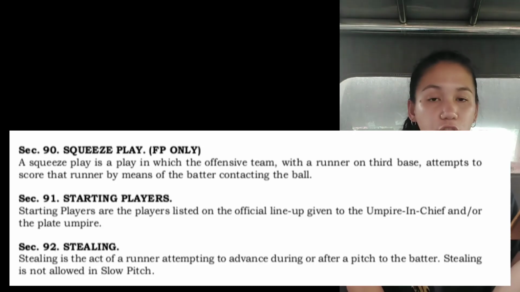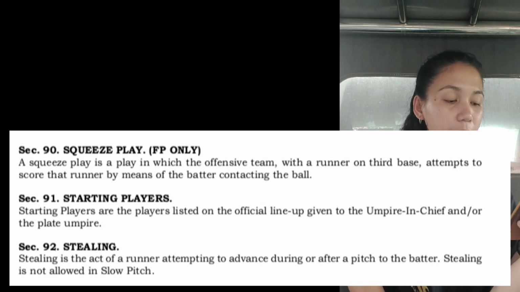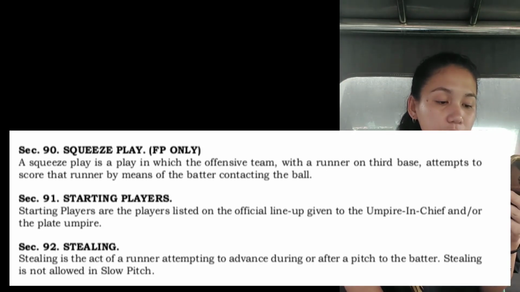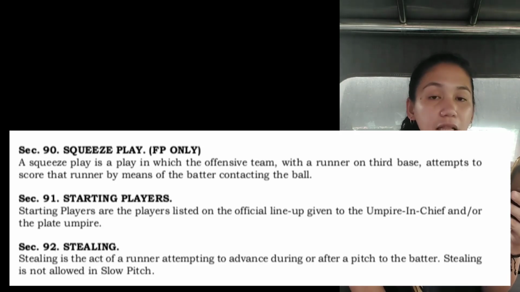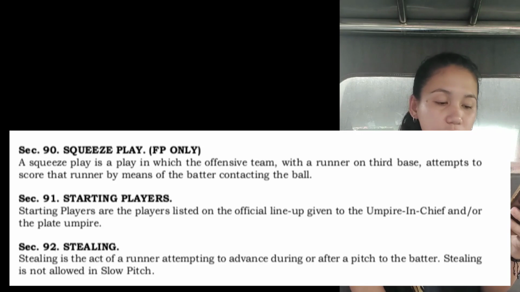So let's move on to section 91, the starting players. Starting players are the players listed on the official lineup given to the umpire-in-chief and/or the plate umpire. So that is section 91. So let's move on to section 92, stealing. Stealing is the act of the runner attempting to advance during or after a pitch to the batter. Stealing is not allowed in slow pitch.